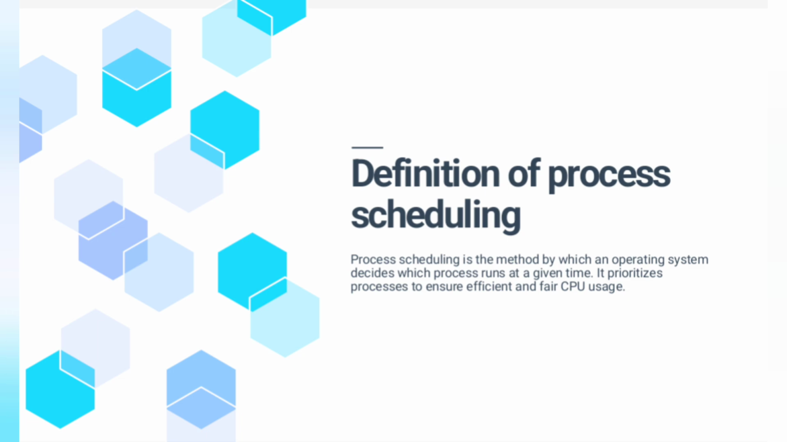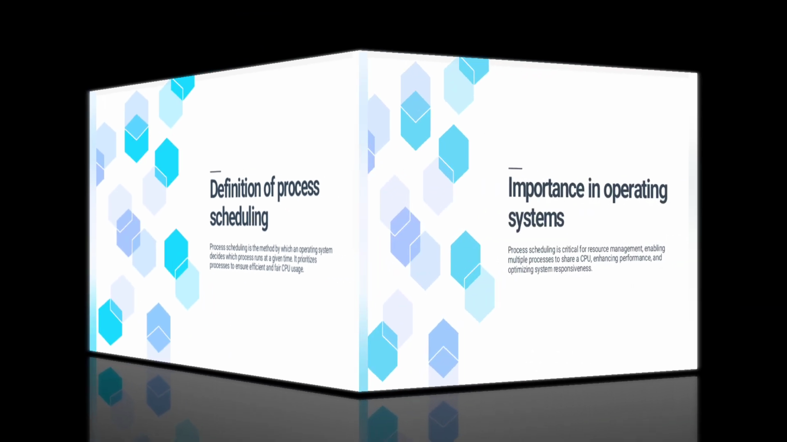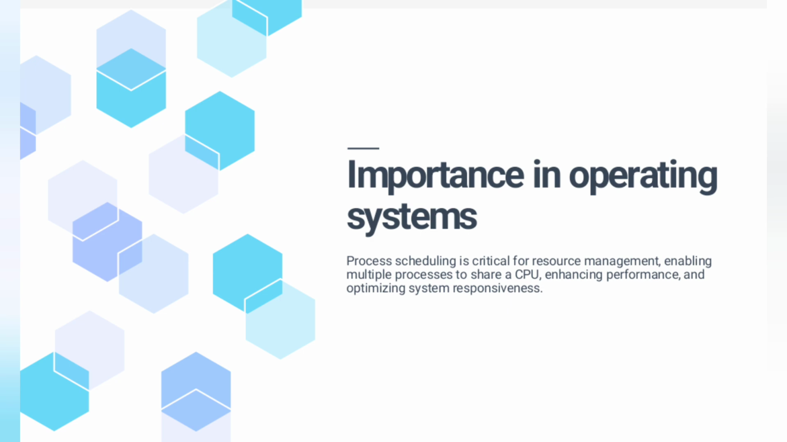Definition of process scheduling: process scheduling is the method by which an operating system decides which process runs at a given time. It prioritizes processes to ensure efficiency and fair CPU use. Importance in operating systems: process scheduling is crucial for resource management, enabling multiple processes to share the CPU, enhancing performance and optimizing system responsiveness.